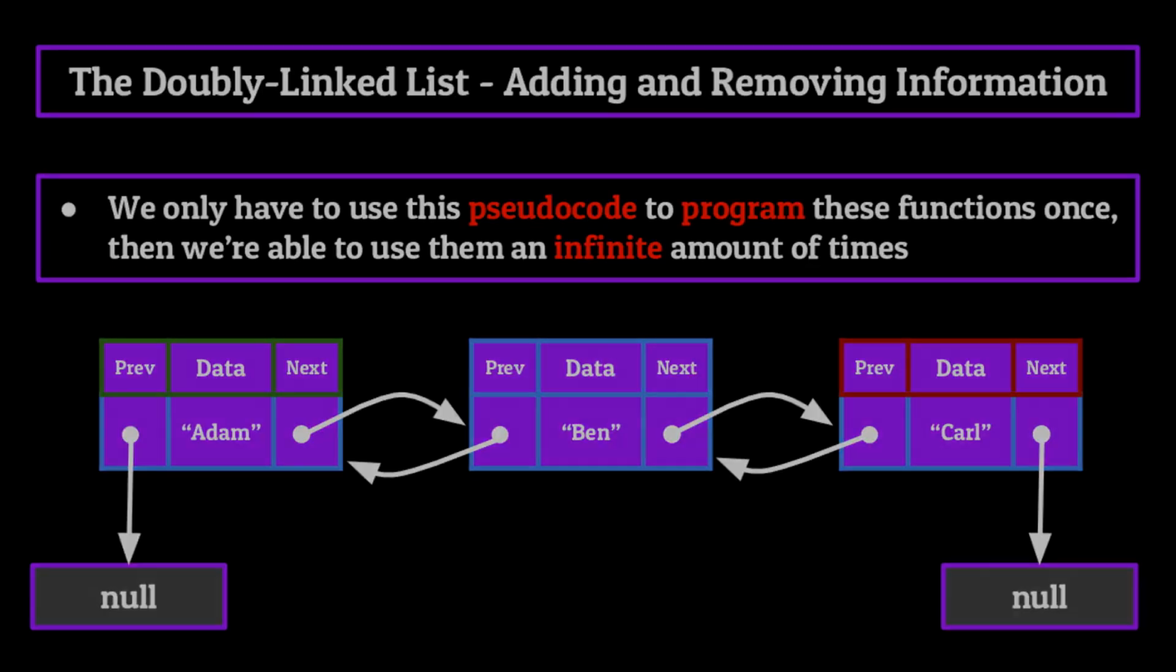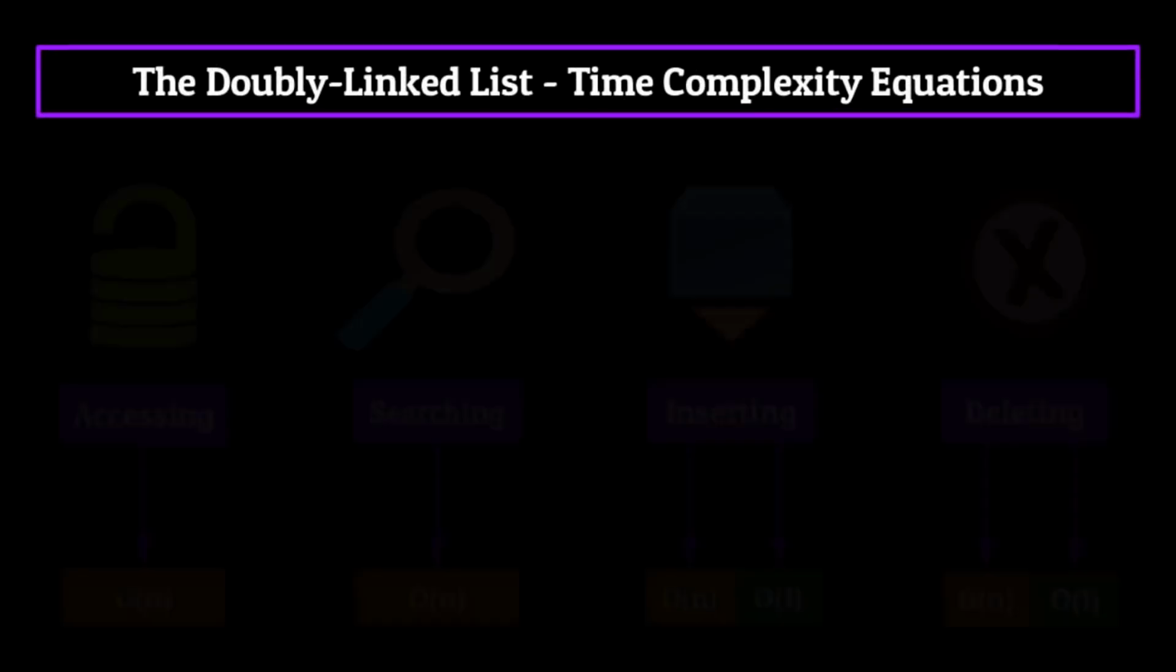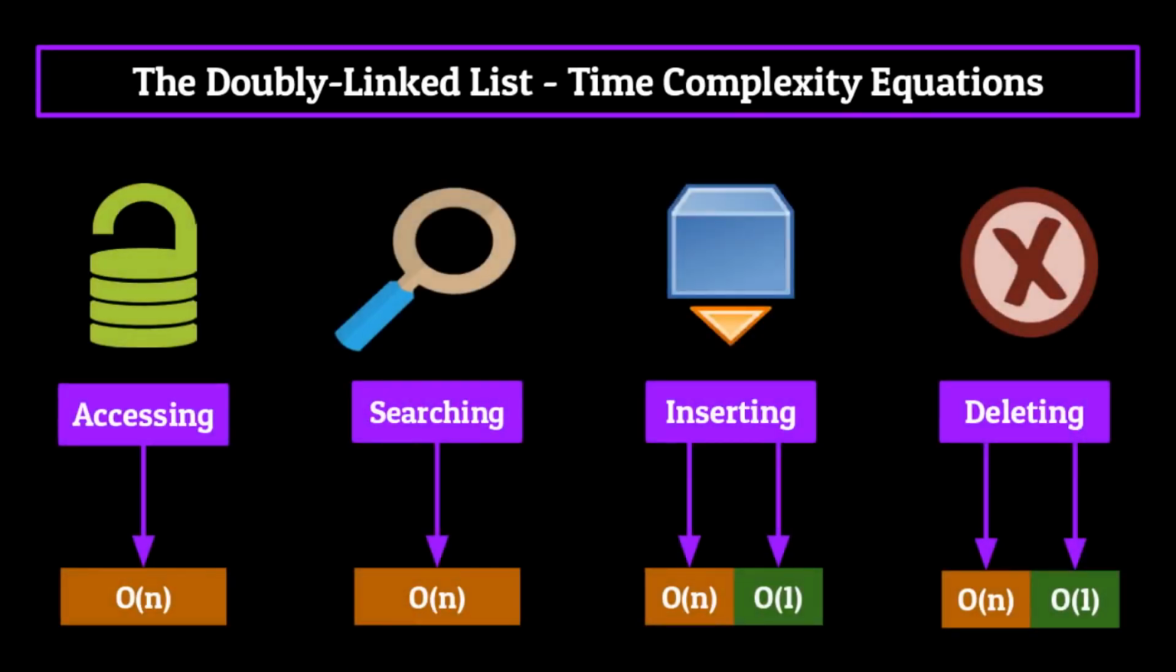Now for time complexity equations. Since the doubly linked list is really just an extension of the linked list, its time complexity equations are going to be exactly the same as they were for the linked list and for the exact same reasons. O of n for all 4 cases and sometimes O of 1 for both inserting and deleting. If you didn't watch the linked list segment and are wondering how we arrived at these equations, you can check the description for a timestamp which will take you to the discussion we had on linked list time complexities.